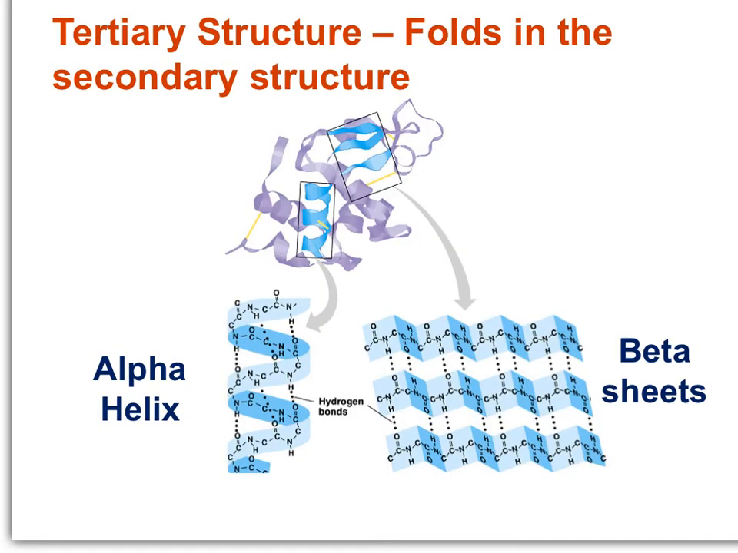Folding of the secondary structure, alpha helix and beta sheets, results in what's known as the tertiary structure, the 3rd level structure. In this diagram, you can see the alpha helix and the beta pleated sheets being folded back on itself into the tertiary structure. The tertiary structure is a 3-dimensional conformation of the polypeptide that's determined by the original amino acid sequence, the primary structure. The interaction of specific R groups maintains the tertiary structure.